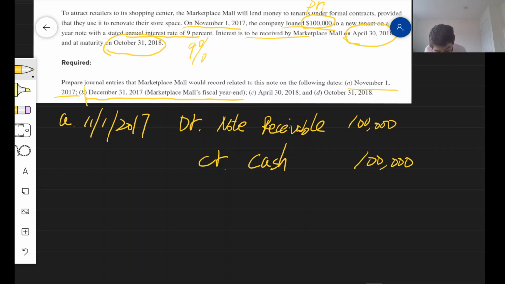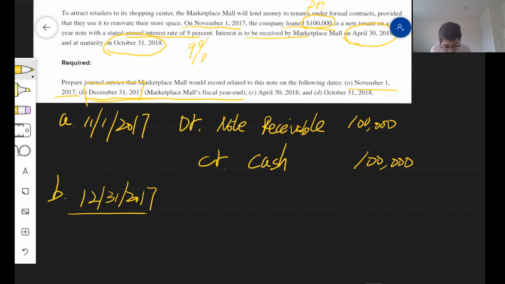And the second one is on December 31st, 2017, which is the fiscal year end for the issuer. And remember, on that date, we have to make annual adjustments, accrual adjustments or deferral adjustments, remember from chapter 4. And in this case, the adjusting journal entry we need to make is about interest revenue and interest receivable, right?